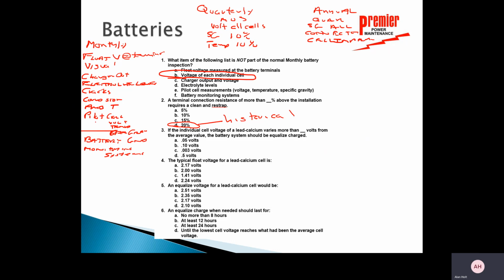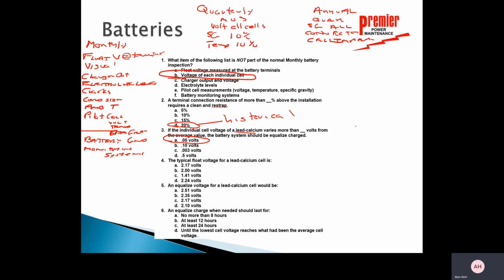The individual cell voltage of a lead calcium, if it varies by more than so many volts from the average, the battery system should be equalized charged. Well, that one's a pretty specific one. That's 0.05. Normally they're going to ask you about lead calcium batteries. So 0.05 volts would vary. Now, you have to understand that that's from the average voltage.